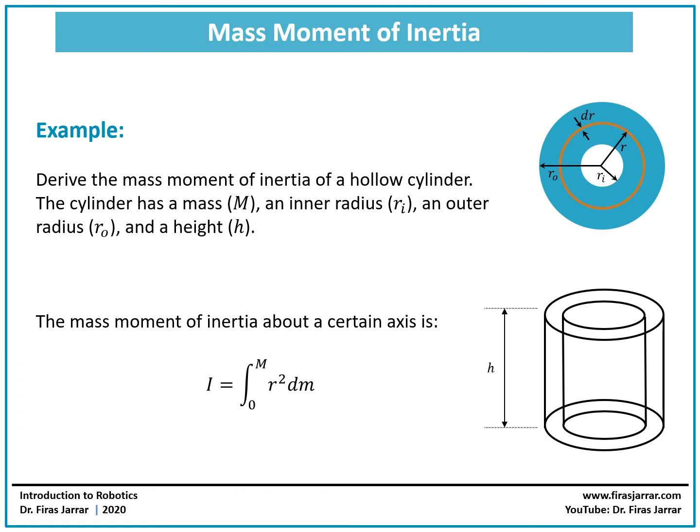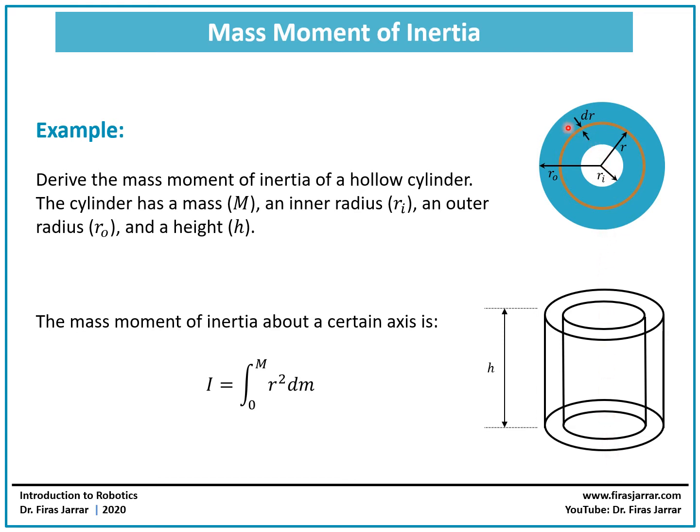For example, here we are asked to derive the mass moment of inertia of a hollow cylinder. As seen here, this cylinder would have a height of h, an inner radius ri, and an outer radius ro. What we will do is apply the general formula of a mass moment of inertia of a rigid body with respect to a certain axis. And the axis, of course, in this case would be the vertical one going through the cylinder here.